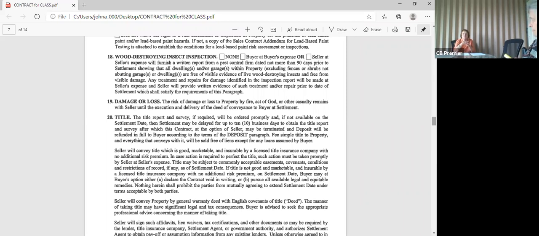So definitely. Okay. Damage or loss, the risk, and this is self-evident, the risk and damage of property by fire, act of God, or other casualty remains with the seller until the execution and delivery of deed and conveyance to buyer at settlement. Now, I think I'll just go ahead and say this now. When you're at the settlement table, a certain part hadn't happened, we haven't gotten the money. Do not give the keys and let them move in. Even if they're playing White Christmas and they just bought a new puppy. No, they're not going into the house. It's not going to happen.